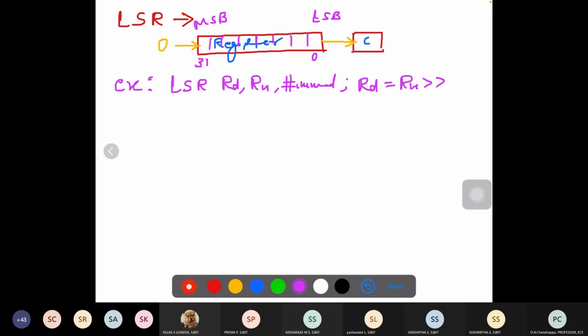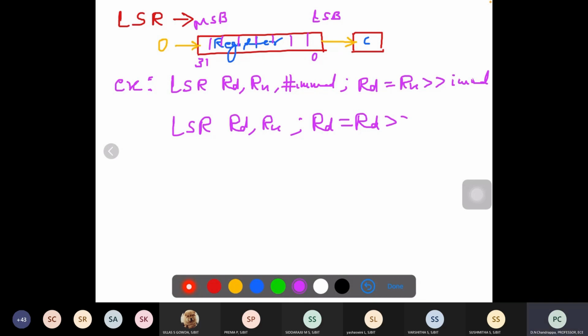LSR, okay, same thing: LSR RD, comma, RN, comma, immediate. The syntax should be RD is equal to RN shifted right. How many bits are shifted is specified by the immediate data. This is one syntax.